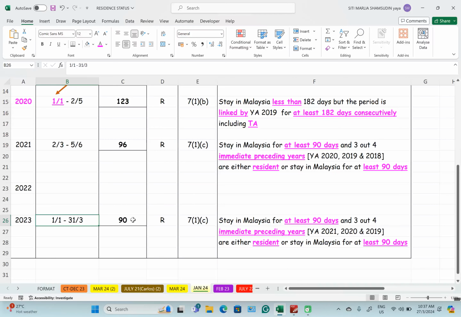Let's try C. Stay in Malaysia at least 90 days. So here, is it 90? Yes. First condition fulfilled. Second condition: 3 out of 4, either resident or stay in Malaysia at least 90 days. 3 out of 4 start from 2022. 2022, number of days 0. Do we know the status yet? Not yet. So skip 2022 because we still have another 3 options.